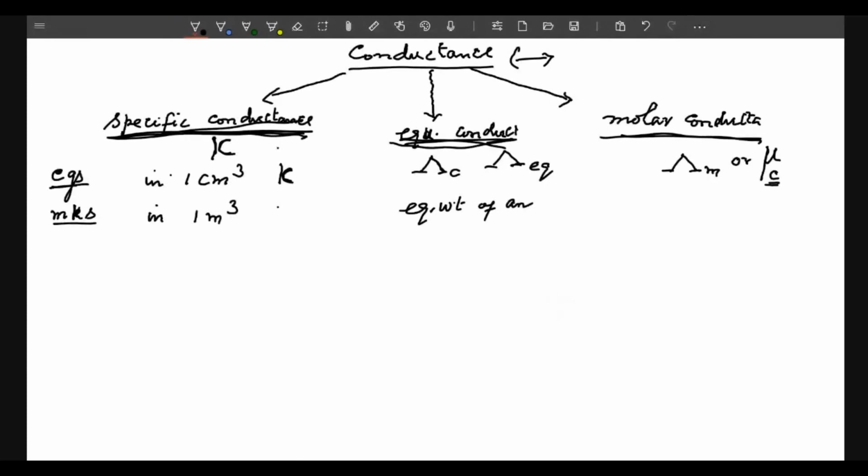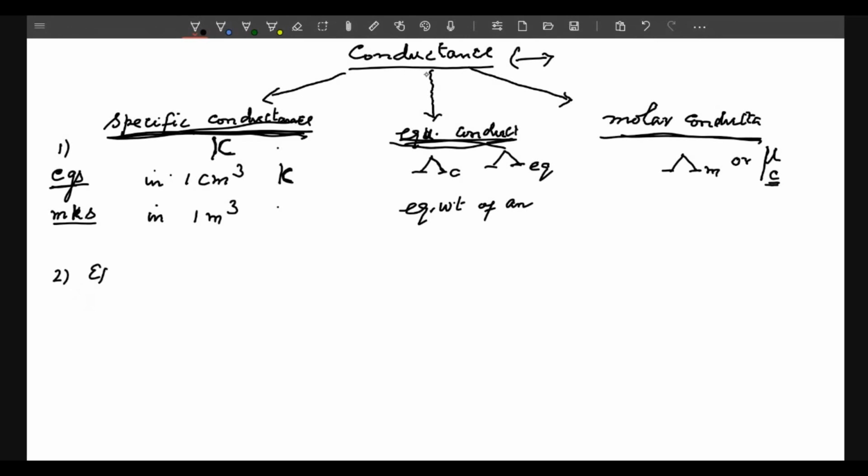One equivalent weight of an electrolyte. How many ions are present in one equivalent weight of the electrolyte? That whole conductivity is called equivalent conductivity. Now you are able to define the molar conductance as the conducting power of all the ions present in 1 mole of an electrolyte present in the solution. It is called molar conductance. Okay, this is the first relationship between these definitions.